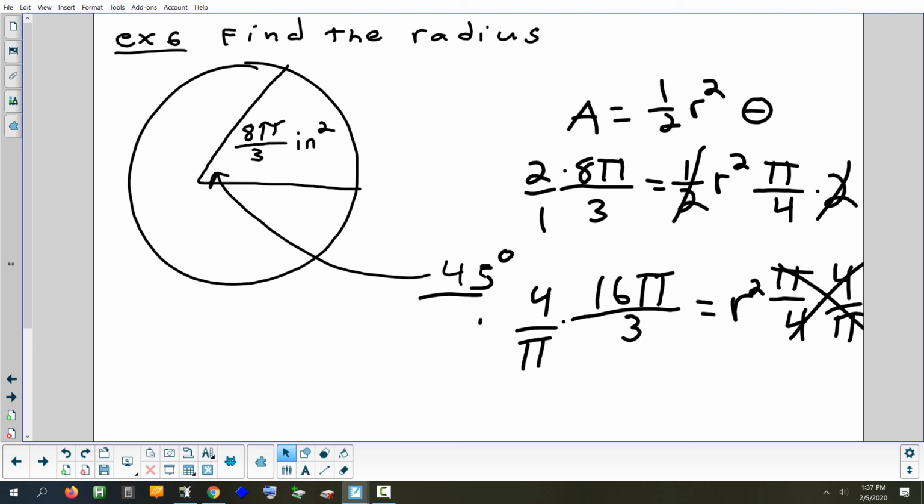4's and the pi's? How about on the left? Pi's. So there's no pi left in the problem. 4 times 16, 64. Only thing in the bottom is a 3.